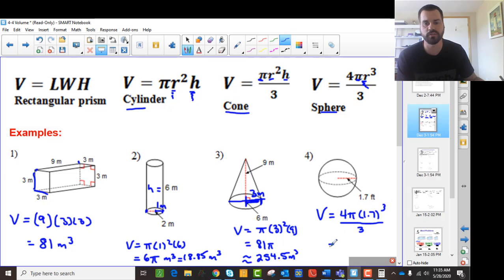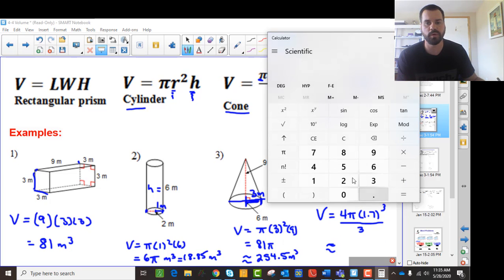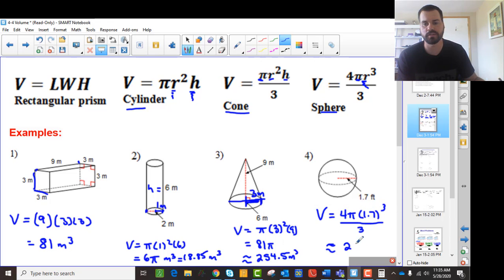So this one we're just going to do directly on the calculator. And I'm going to take 1.7 and I'm going to raise it to the 3rd power first. Okay. Then I'm going to multiply it by 4 and multiply it by pi. That's the whole top piece. And then I'm going to divide my answer by 3. And I'm going to get 20.6.